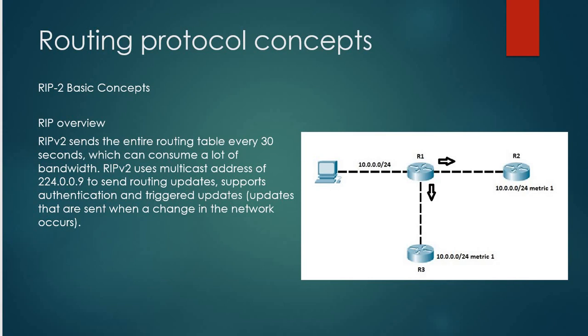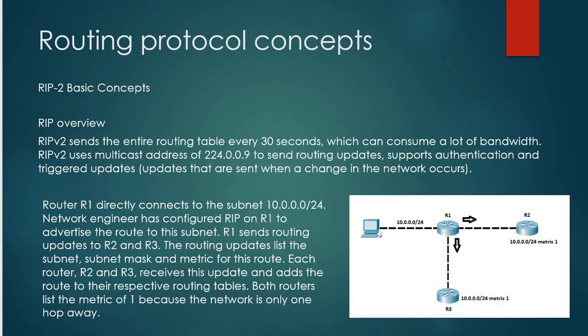This is the working of RIP. RIP2 sends the entire routing table every 30 seconds, which can consume a lot of bandwidth. RIP2 uses a multicast address to send routing updates, and supports authentication and triggered updates.